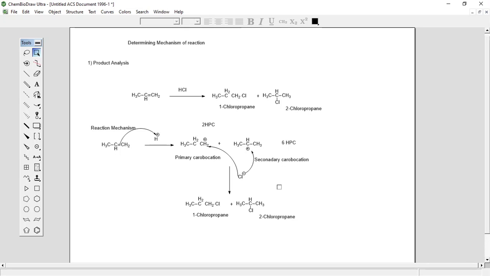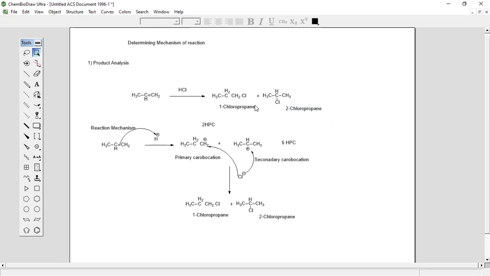So this is just an example of product analysis. By analyzing the product you can determine the mechanism of the reaction. For that we have taken this example, the addition of HCl to propene. When you add HCl to propene you will get two different products, 1-chloropropane and 2-chloropropane.